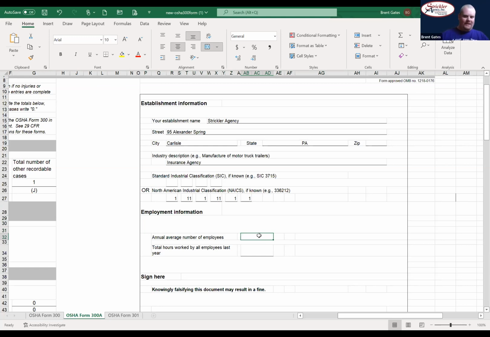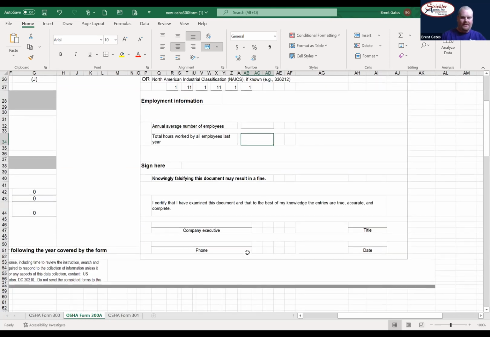OSHA has a formula to figure out what that exact number is, but I guarantee that whatever payroll software you're using or your accountant, somebody has that number sitting around somewhere at any time. The other thing is you need to have your total hours worked by all employees last year. That's how we're going to develop your total recordable incident rate and your DART rate, which we're going to talk about here in a second. So you want to make sure that those are put in correctly as well. So you put those in that area.